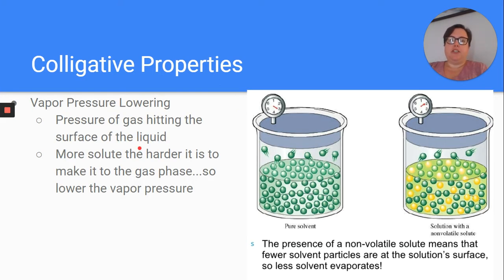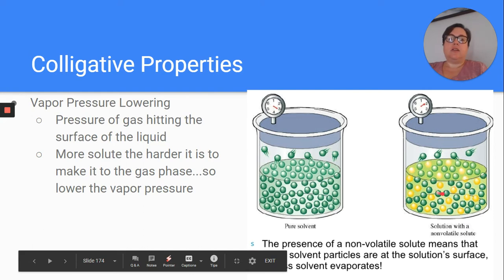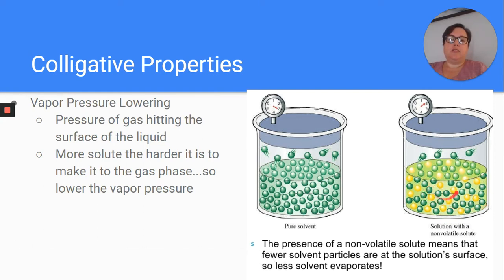The first one is vapor pressure lowering. Vapor pressure is the pressure of the gas molecules hitting the surface of the liquid. If we look at the pure solvent here, these gas molecules up here would come into contact with the surface of the liquid, and that is what vapor pressure is. If we add a solute into our solution, which is represented by these yellow particles, they're going to block the liquid from becoming a gas. So when you add solute, it lowers the vapor pressure because it's not allowing those molecules to become gases.